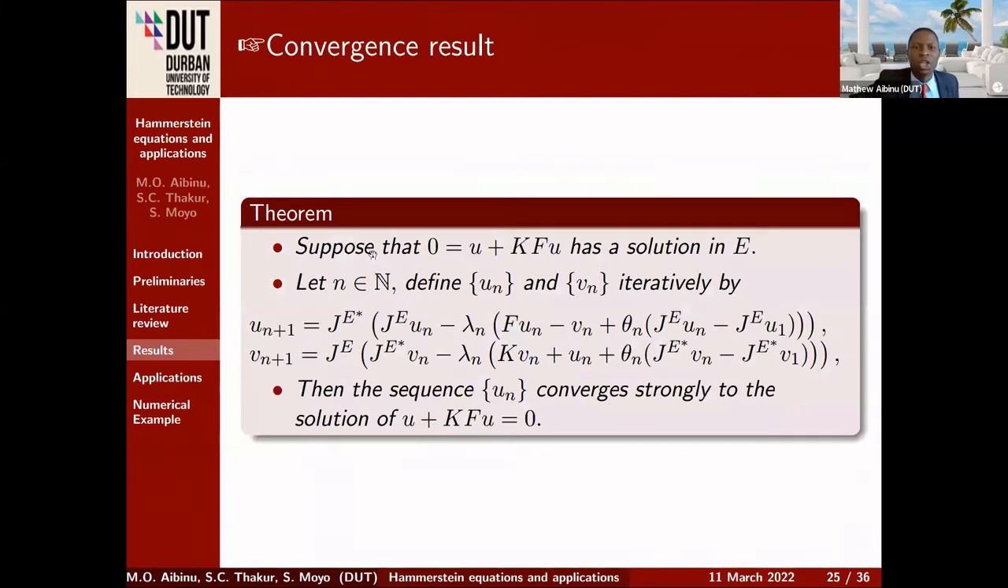Now we establish this theorem. Suppose this abstract form of the Hammerstein equation has a solution in E, and let n be in the natural numbers. We define U n and p n alternatively by this. Then we establish that U n converges strongly to the solution of the Hammerstein equation.